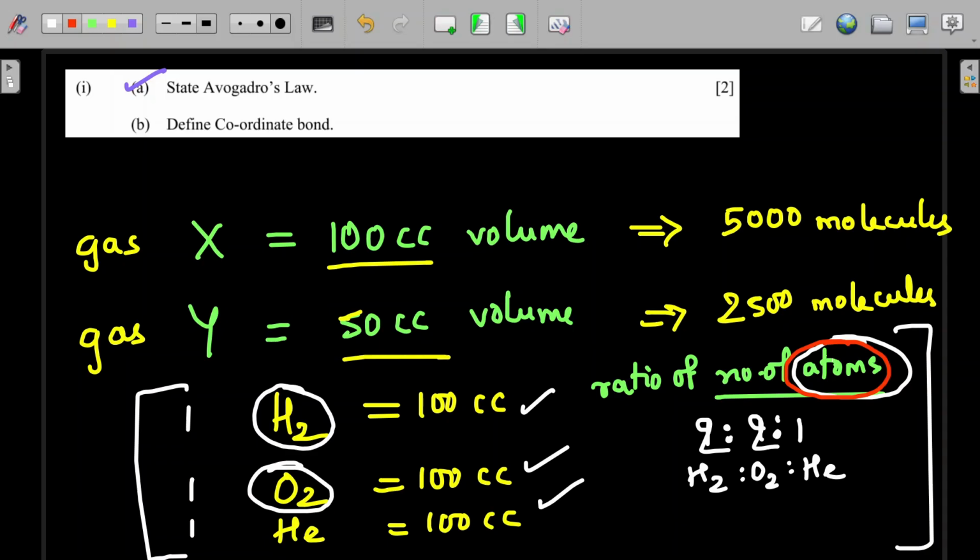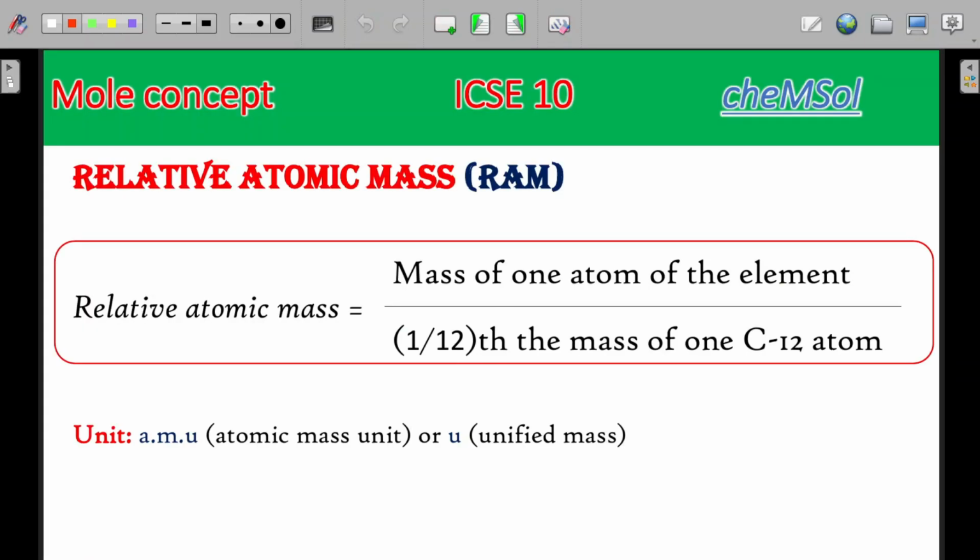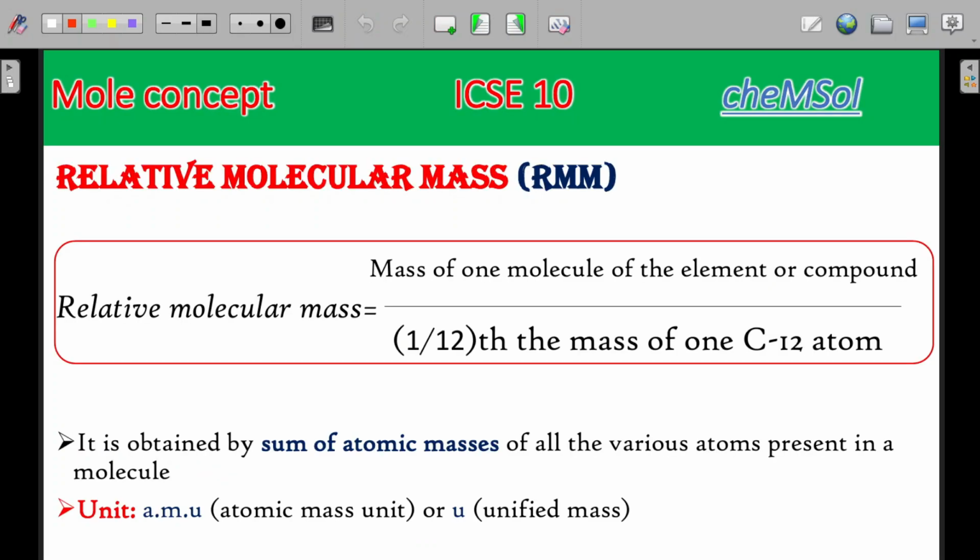Okay. So in Avogadro's law, only these two things, nothing else. Let's go to some basics before we go to the mole concept. These definitions they will not ask you, relative atomic mass and all, but you should know what it is. Relative atomic mass we usually express in AMU values, or simply you can also mention it in U unit. And relative molecular mass, when you add the atomic masses you will get the molecular mass, that you already know. The unit for that is also AMU or U.